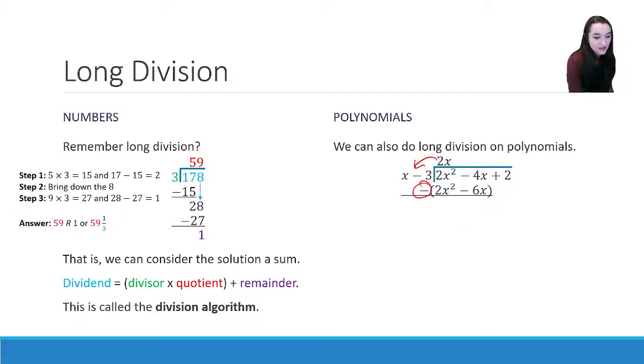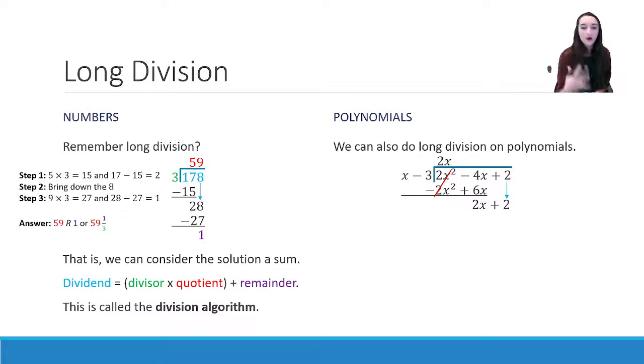And then I subtract it off. So that minus is going to get distributed to both terms to get the following. So when we distribute, I now have 2x squared minus 2x squared, so that goes away. But I get a positive 6x because it was negative, so it becomes positive. Negative 4x plus 6x is 2x. And now we're at the step over here where I had to bring down my 8. So I bring down my next number, my 2, to get 2x plus 2. From here, I repeat my steps.